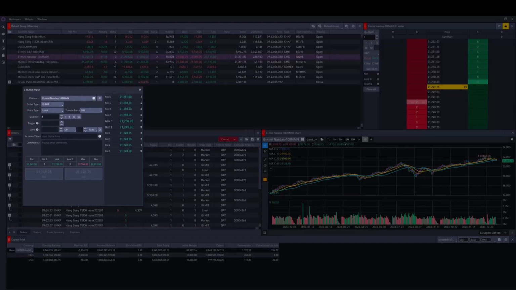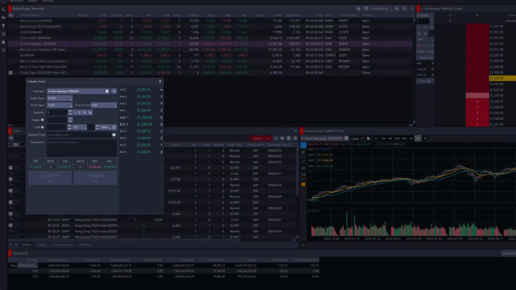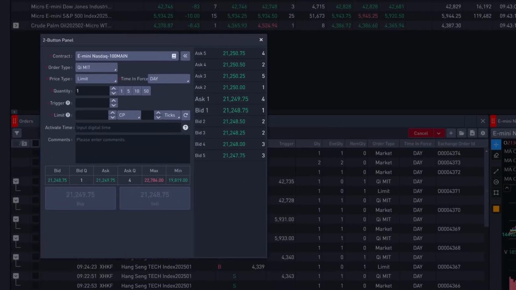Below is a detailed introduction to QIT order. QIT order is activated when the market price reaches a predetermined level set by the investor. Once triggered, the order is executed according to the prevailing market conditions at that time.